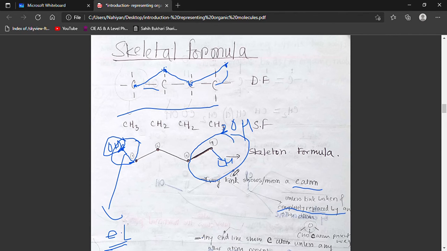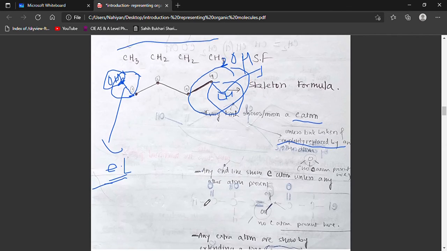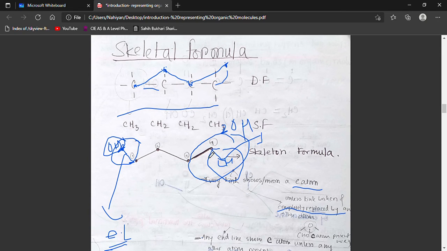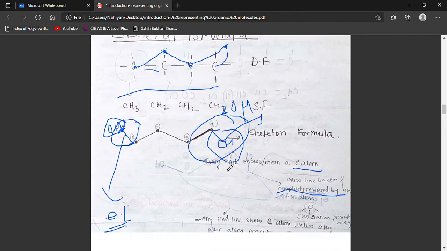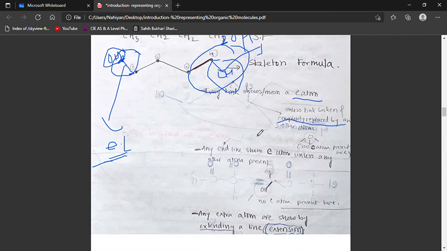This is pretty confusing because sometimes I used to think there must be a carbon here because this is a corner, but that is actually not the case, because this is an extended line. Whenever you see another type of group or atom attached rather than carbon and hydrogens, it's just 1, 2, 3, 4 carbons, and this line represents nothing but an extension, which means that OH is connected.